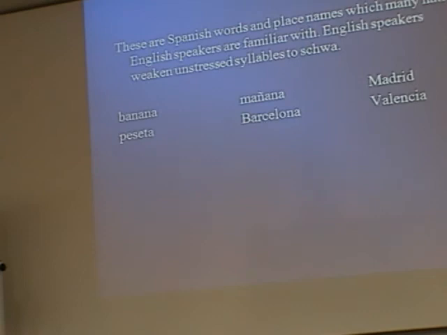These are some Spanish words and place names which many native speakers of English are familiar with. And as I said before, English speakers, we can unstress syllables to schwa. So we say Madrid, that's how we say the word Madrid in English. Barcelona. Valencia, we don't say "va", we say "v-schwa", Valencia. So we're weakening those vowel sounds.